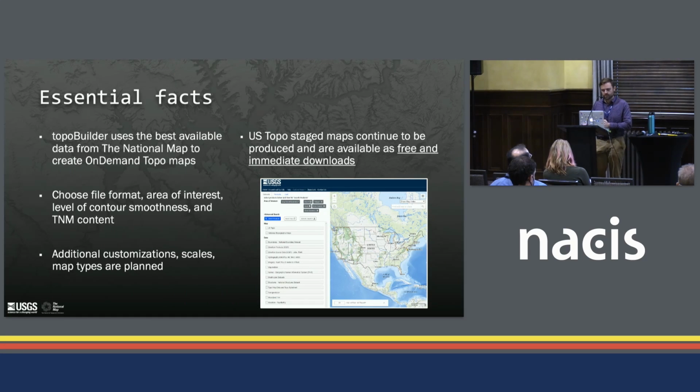So to just recap, topoBuilder uses the best available data from the national map to create on-demand topo maps. You can choose the file format, the area of interest, your contour smoothness, and the national map data content you would like to choose or exclude within your maps. Additional customizations, scales, and map types are planned for the future releases. And US Topo maps continue to be produced and are available as free and immediate downloads for anyone who would like on-grid selections.